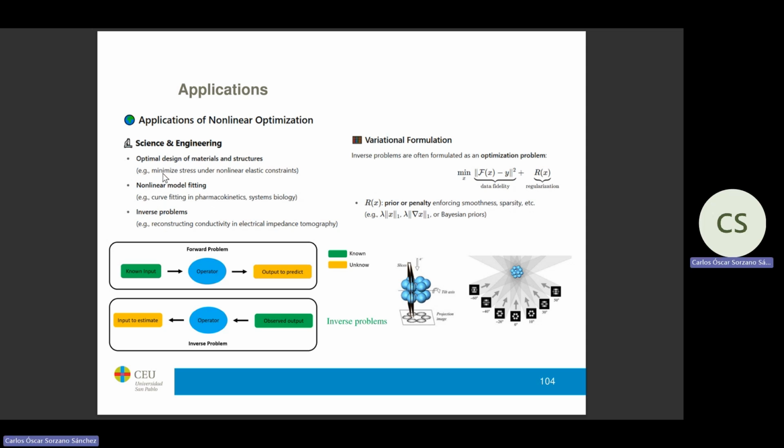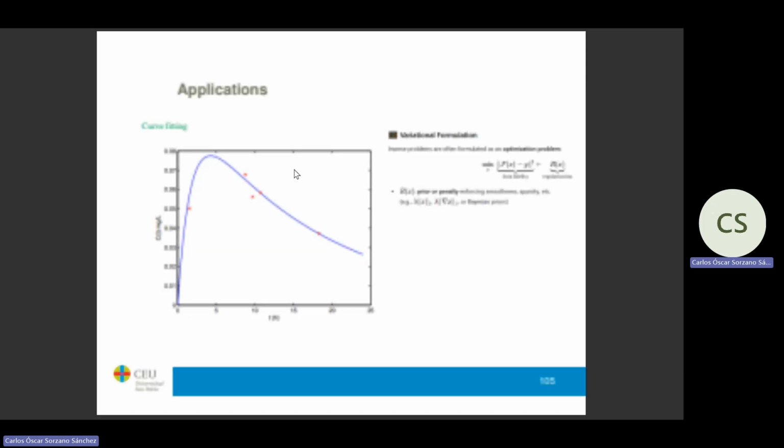For instance, in non-linear model fitting, so when you have to do a curve fitting, for instance, in pharmacokinetics, I think that we have a figure here. So let's say that this is the behavior of the concentration of the drug in blood when you take a pill, for instance. So this is time. So you take the pill at time equals 0. And then at the beginning, you don't have any drug in blood. But then it starts dissolving and being absorbed.